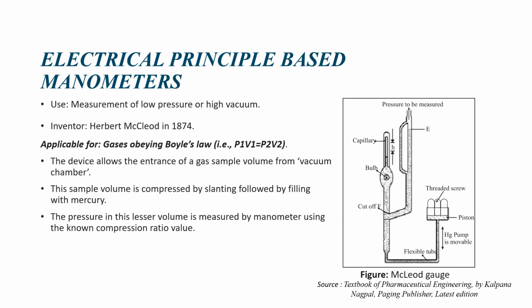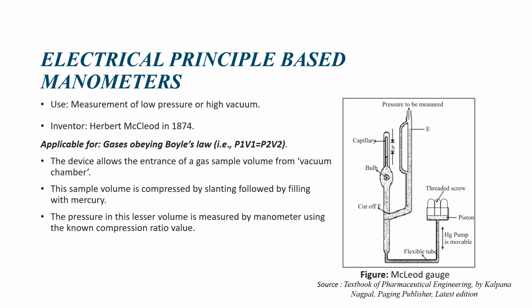The second subcategory of the manometers is electrical principle based manometer. First we discussed the liquid column based manometers. The second one is the electrical principle based manometers. They are used for the measurement of low pressure or high vacuum. This is also called McLeod gauge. It got its name from its inventor, Herbert McLeod, who discovered it in the year 1874. It is applicable for those gases which obey Boyle's law. That means P1 V1 is equal to P2 V2.